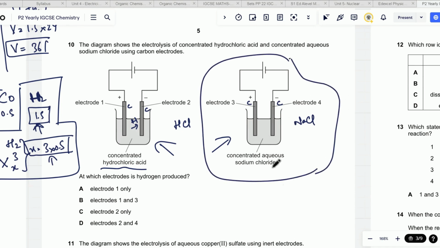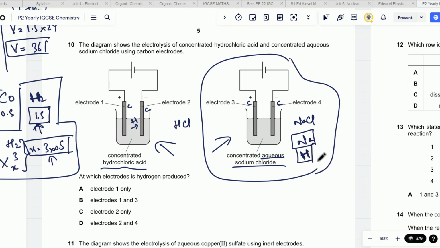Will I get hydrogen over here somewhere? See this? It is concentrated aqueous sodium chloride. So between sodium and hydrogen, chlorine is negatively charged, so it's going to go to the positive electrode. But for the negative electrode, I have two options. Either sodium is going to go on electrode 4, or hydrogen is going to go on electrode 4. So you need to remember the reactivity series.